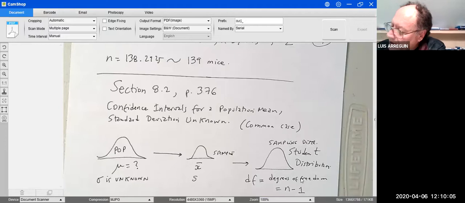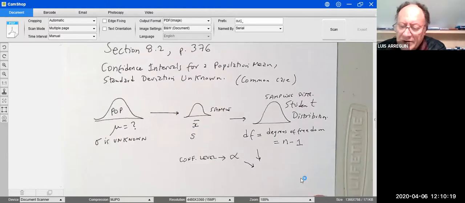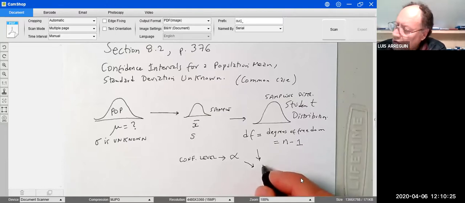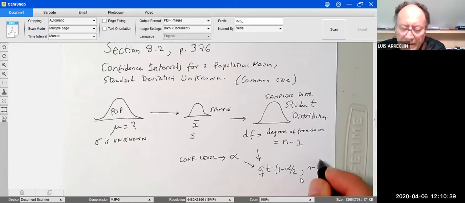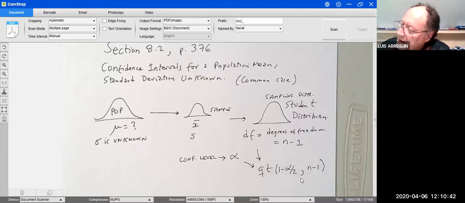We also need, again, from the confidence level, the significance level, and with this information we're going to be able to use the student t distribution. So we're going to use the qt command in R. It's going to be 1 minus alpha over 2, comma, n minus 1. That's the function that we're going to use most of the time.